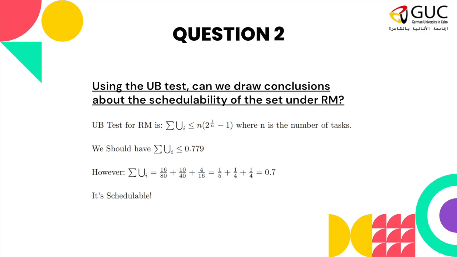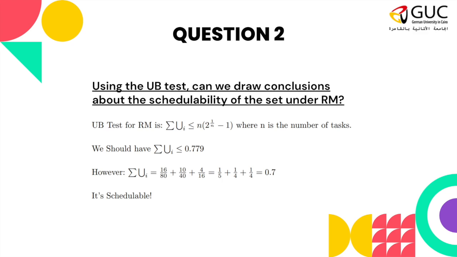Remember the 3 scenarios? This maps to the first scenario, that the summation of the utilizations is less than or equal to the threshold. So 0.7 is actually less than or equal to 0.779. Therefore, this set of tasks is schedulable under RM. However, the other 2 scenarios were, just a reminder, the second scenario was that the summation of the utilizations is bigger than the threshold. However, it is less than or equal to 1. Therefore, we say that it is inconclusive. We do not know whether it will be schedulable or not schedulable.